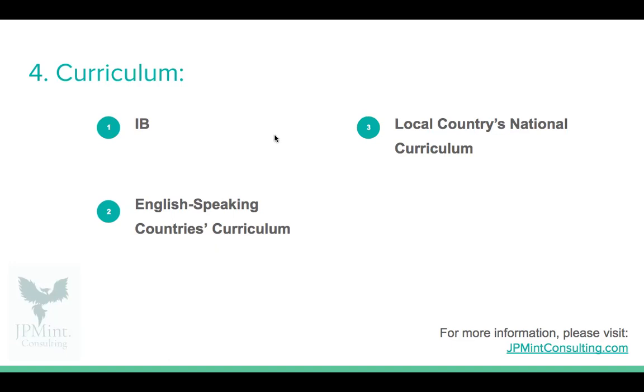And then the third option is, of course, that these international schools might also offer the local country's national curriculum. They might be mandated to do so. I've worked at a few schools where they had to marry the national curriculum with the IB, or the national curriculum with the American curriculum. And so that can also be a challenge.